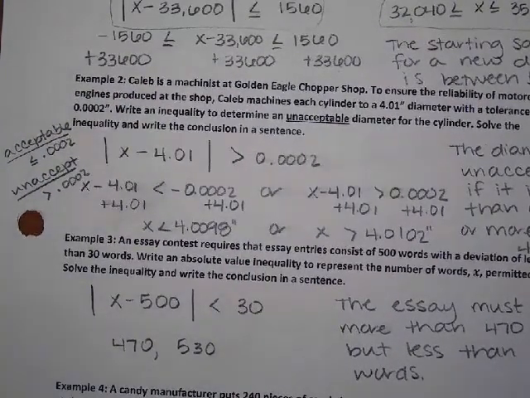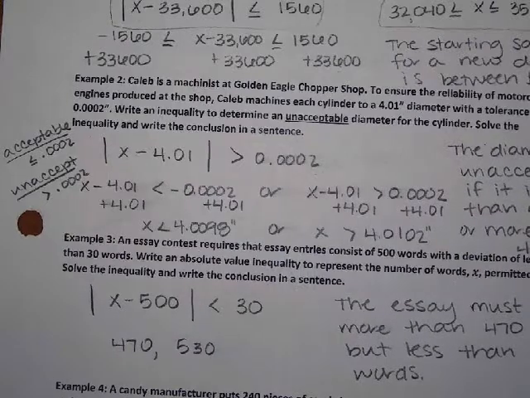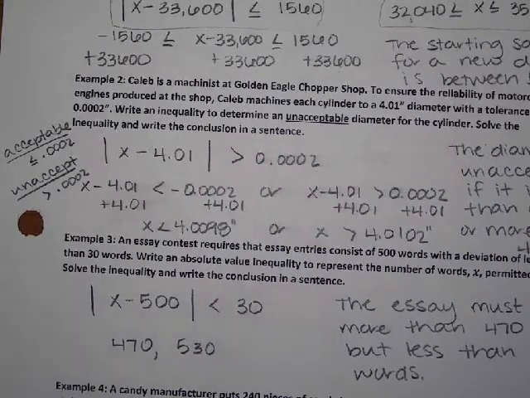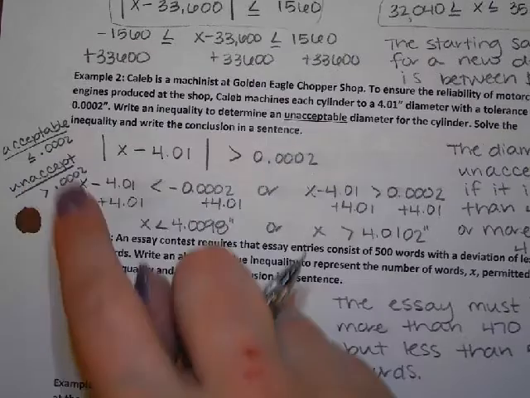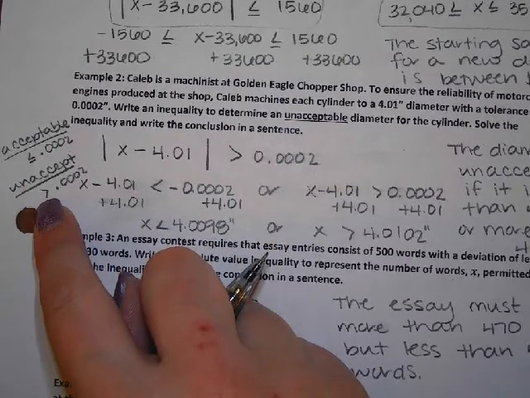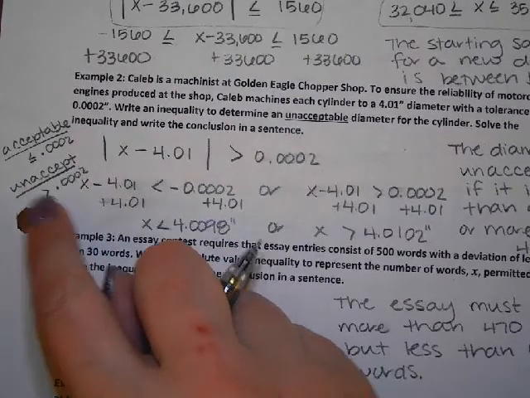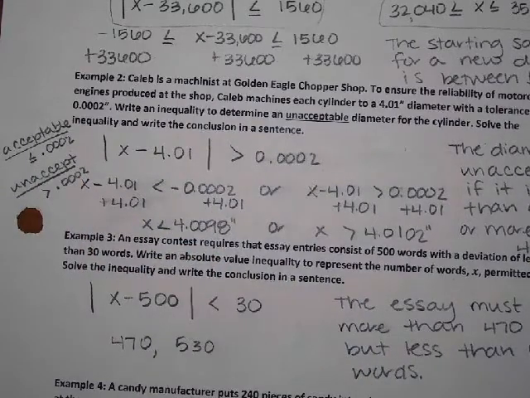It depends on the problem. Since acceptable had the equal to, that meant that unacceptable could not. Does that make sense? Acceptable was less than, so unacceptable was greater than.